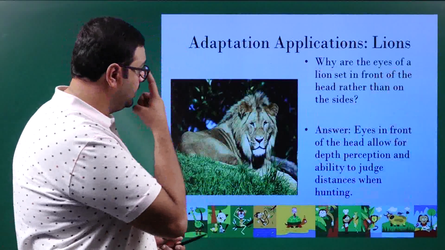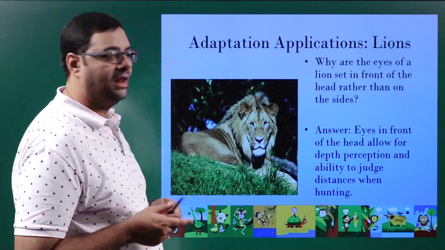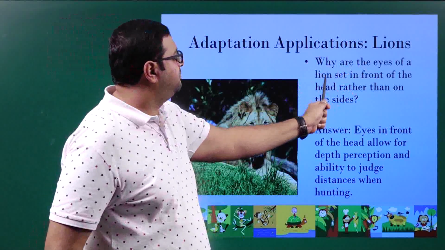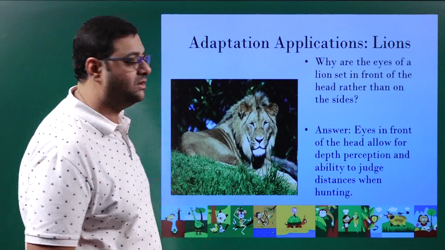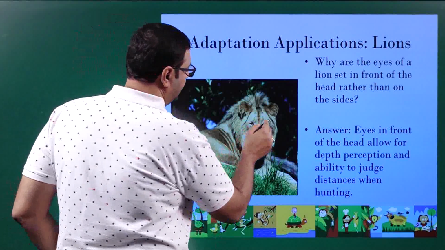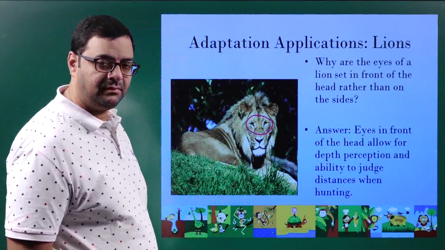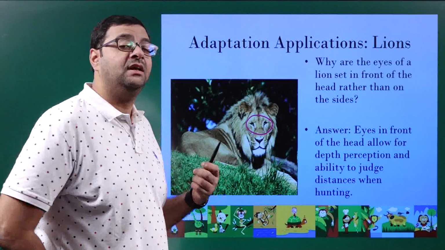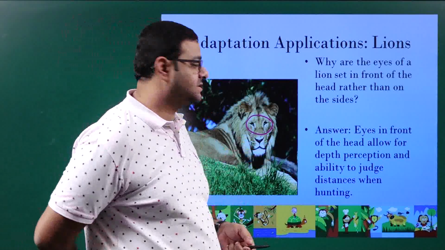Now, adaptation applications. Now we'll see about lions. Now lions, why are the eyes of a lion set in the front of the head rather than on the side? So the eyes of the lions are set in front. Okay, now why is that adaptation adopted by a lion, which is what we'll answer here.